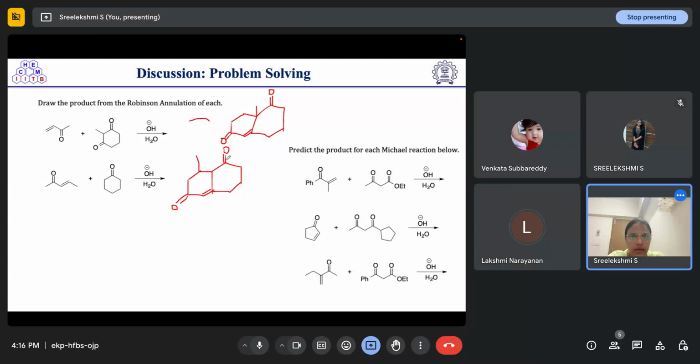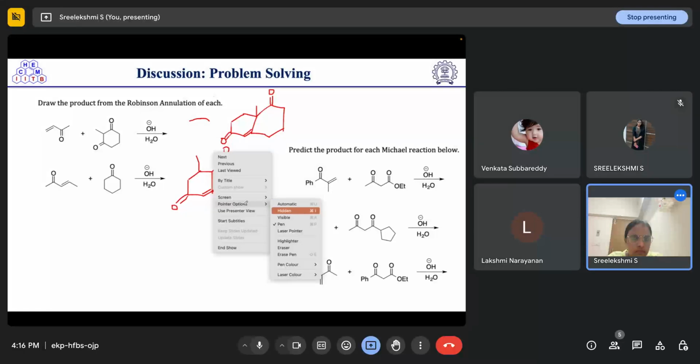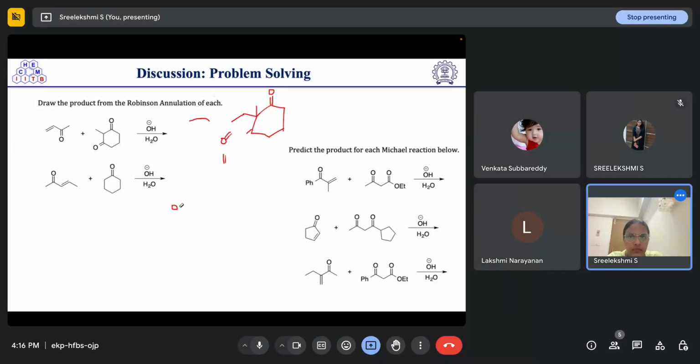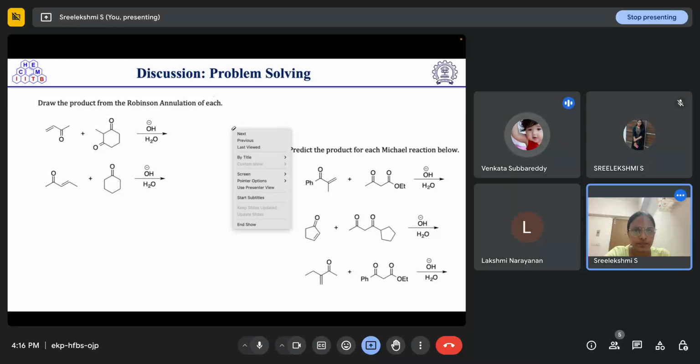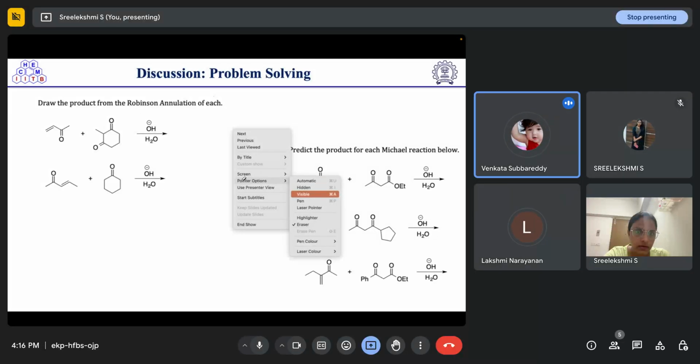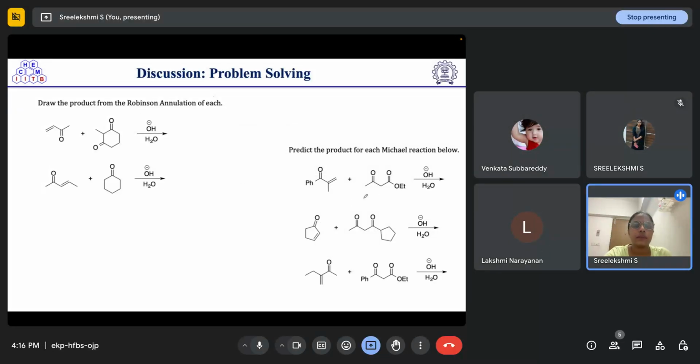I hope it's clear. Now maybe you can try this. Predict the product for each Michael reaction below. So in the Michael reaction, what will be happening? Deprotonation will happen first. From where will the proton be abstracted first? The CH2. So the anion will be generated here, right? Then it will attack the carbonyl group. So this substituent will come here, in this middle position. And for the second one, if there is any doubt, you can ask in the final answer.